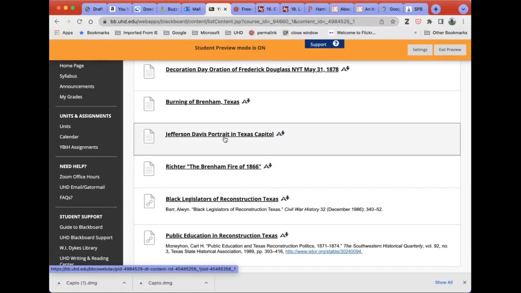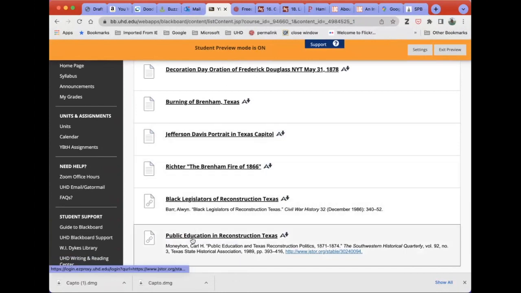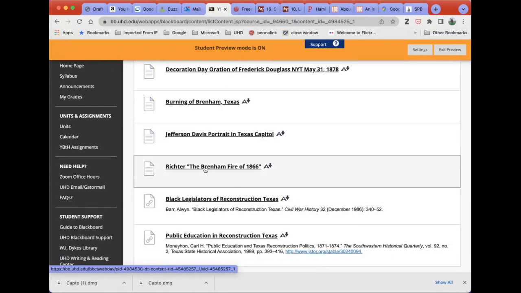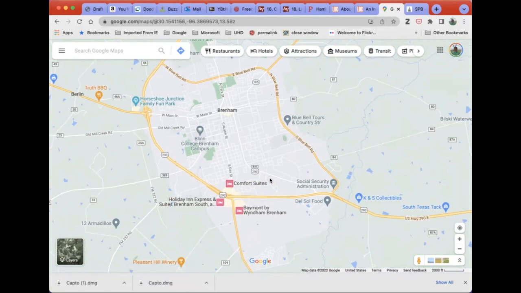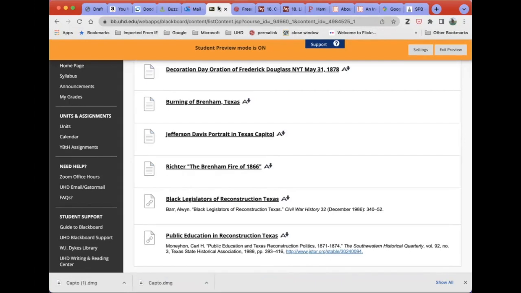Now, you're also going to look at 3 secondary sources. One by Carl Moneyhon, looking at public schools in Texas following Reconstruction. Another looking at black lawmakers in Reconstruction-era Texas by Alwyn Barr. And finally, Walter Richter looks at the Brenham Fire of 1866. The city, right after the Civil War was over, was set afire. There were accusations made, fingers pointed, and the United States Army troops who were occupying Brenham at the time were blamed. Other people were also blamed.